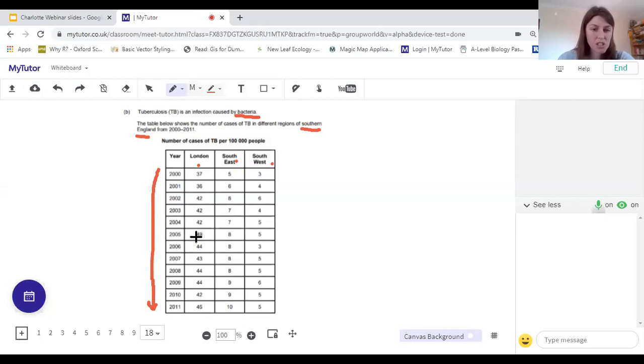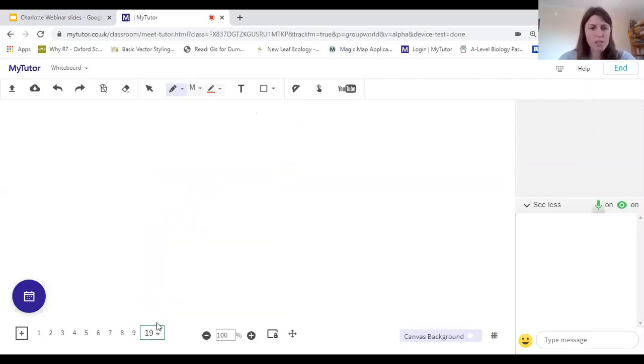Looking down the rows, there's maybe a slight increase from 2000 to 2011, 37 to 45 cases, but then there's a 49 in the middle there. If we look down this column, again it seems to stay fairly steady, maybe a slight increase towards the end. You've got more 3s and 4s at the beginning, more 6s and 5s as time has moved on. And the same here, the South East has gone from 5 to 10, so you can see an increase there in the South East.